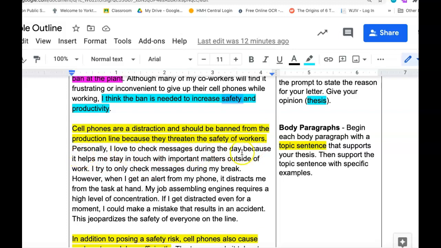Personally, I love to check messages during the day because it helps me stay in touch with important matters outside of work. I try to only check messages during my break. However, when I get an alert from my phone, it distracts me from the task at hand.